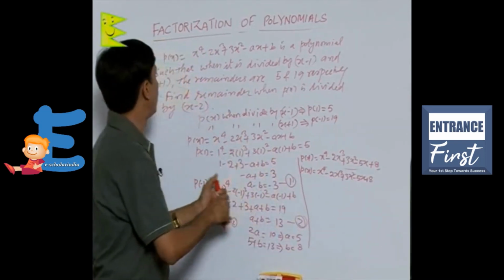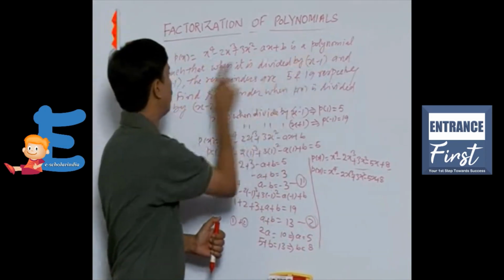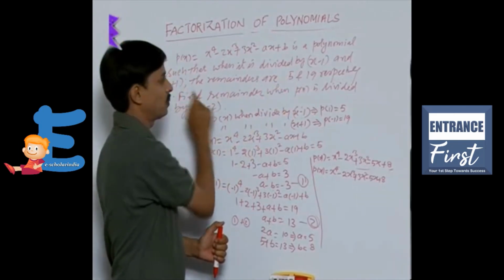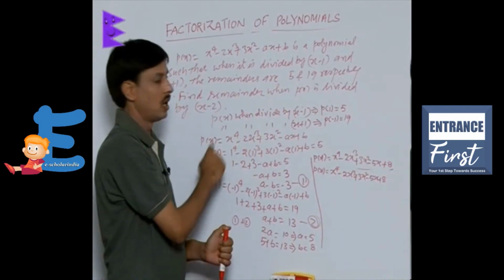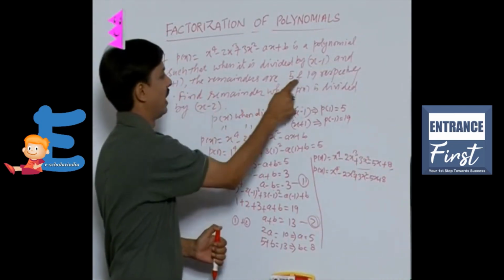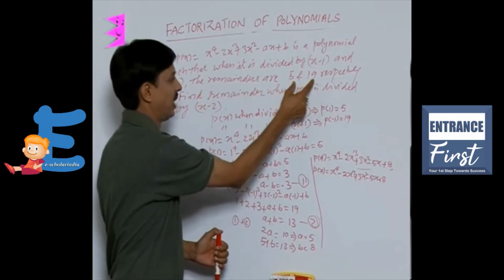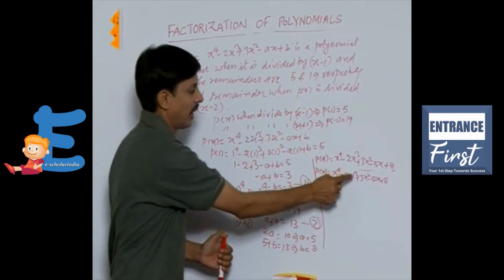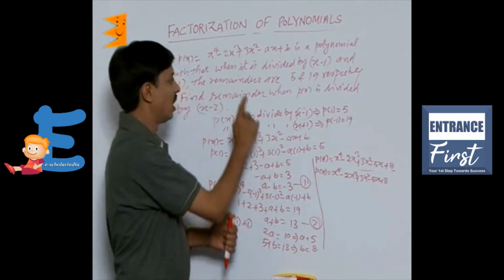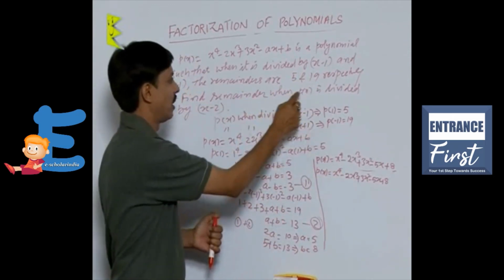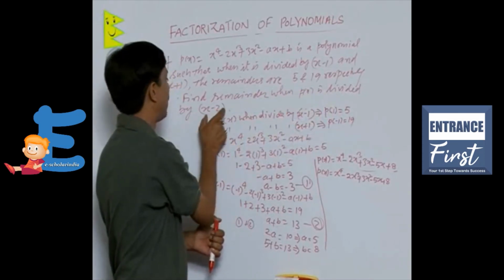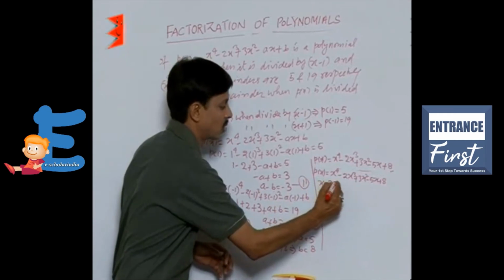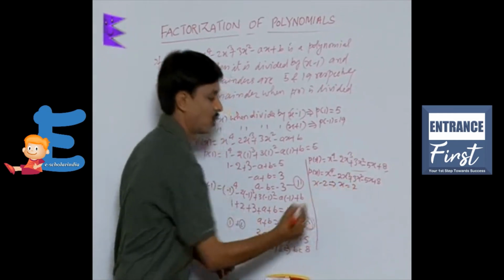Now the question says, if this is the polynomial, when divided by x minus 1 the remainder is 5, x plus 1 remainder 19. With the help of these two conditions, I have obtained a and b and substituted in the polynomial. Now they want to find the remainder when the same polynomial is divided by x minus 2. So what does x minus 2 imply? X minus 2 implies that x equals 2.